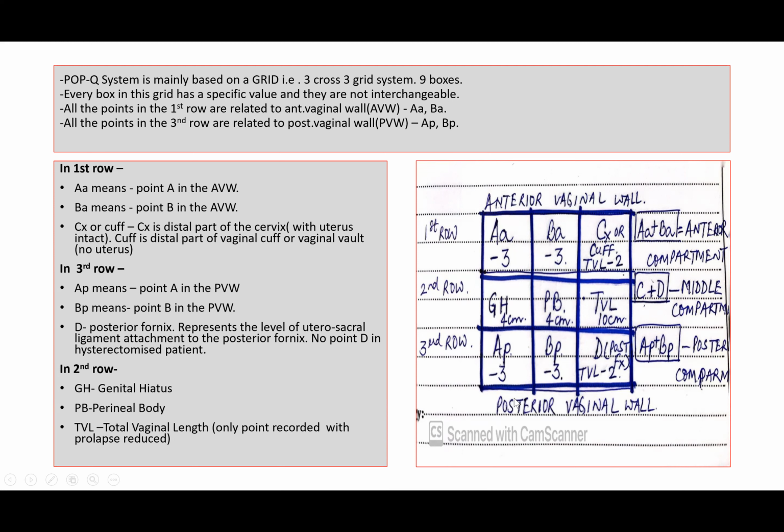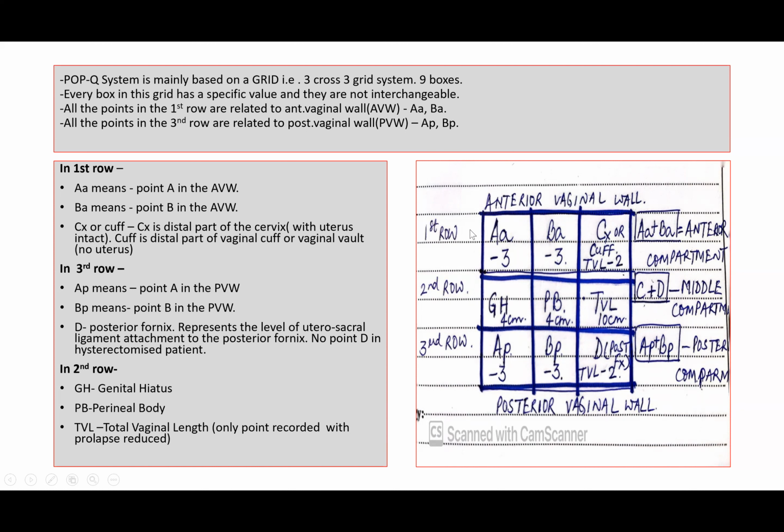We can take AA and BA as the anterior compartment, AP and BP as the posterior compartment, and C and D as the middle compartment. So when we are describing the prolapse, we can say it is an anterior compartment prolapse, or if it occurs in the posterior vaginal wall, then we can say it is a posterior compartment prolapse, or if C or D is prolapsed, we can say it is a middle compartment prolapse.